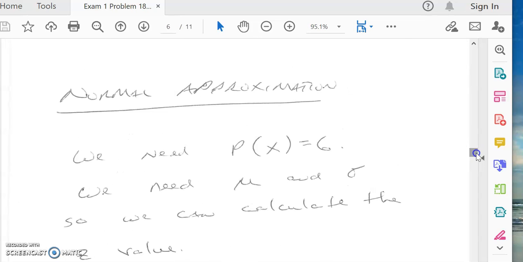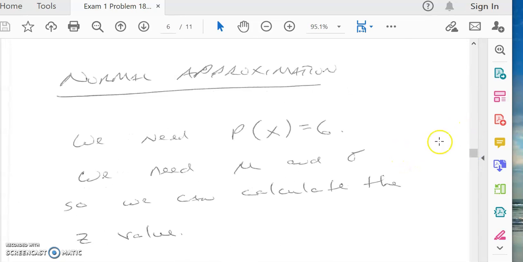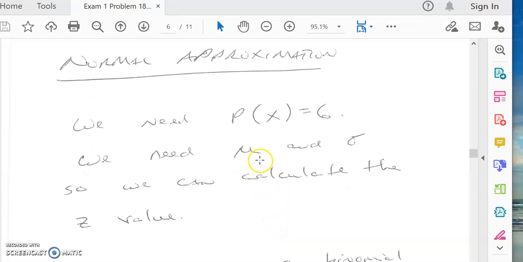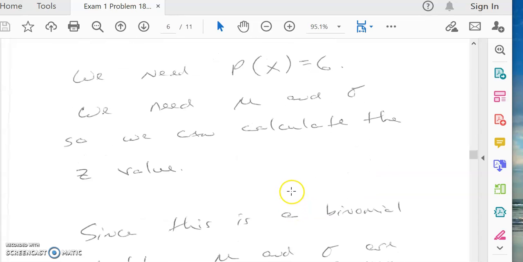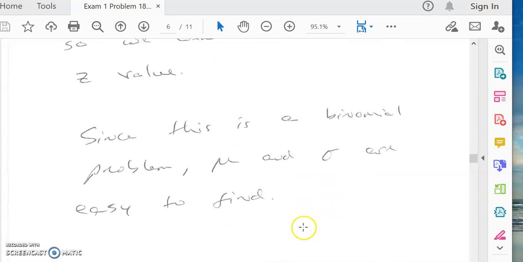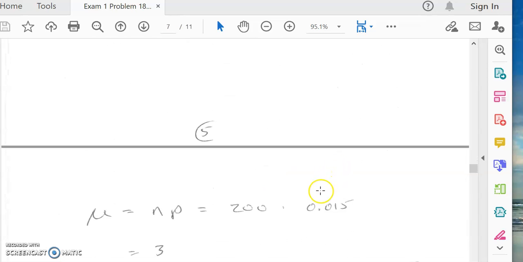Okay, so to find the normal approximation, here's what we do. What we're looking for is the probability of x equals 6. What we're looking for is the probability of getting exactly 6 defective out of the 200. So what we need is the mu and the sigma so that we can calculate the z value. Easy peasy. It's a binomial problem. Mu and sigma are easy to find.